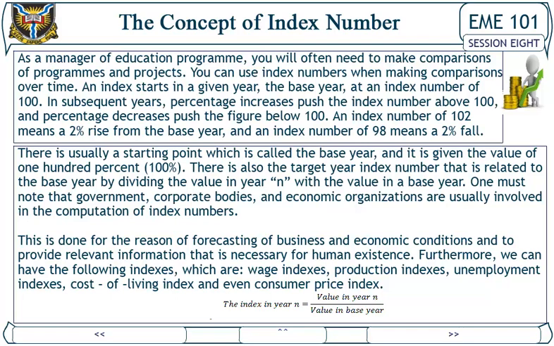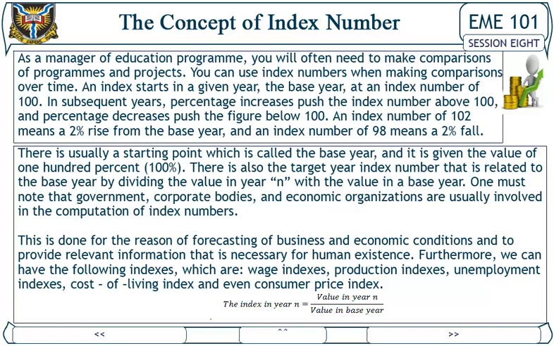a 2% fall. There is usually a starting point which is called the base year, and it is given the value of 100%. There is also the target year index number that is related to the base year by dividing the value in year n by the value in the base year.